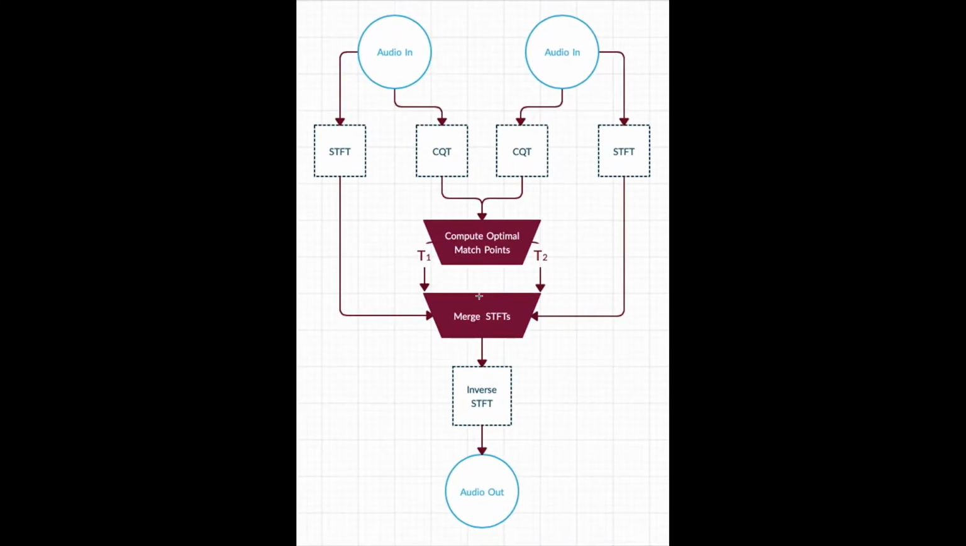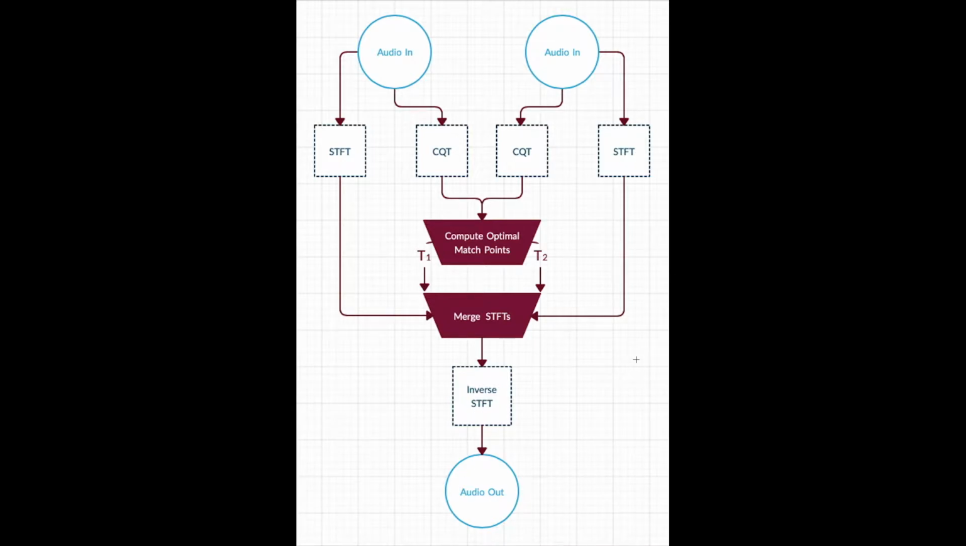So this is the block diagram of how it works. We've got the two audio input files here, which both go through the constant Q transform. And using these two transforms, we can compute the optimal match points, which is basically done just by multiplying them together in a fancy way to see at what point do they look the most similar to each other. But then when we do the actual merge, we take the short-time Fourier transform of each of the audio input signals, and then having computed the optimal match points, we merge them together at those points, and then we can inverse short-time Fourier transform to get back to audio.